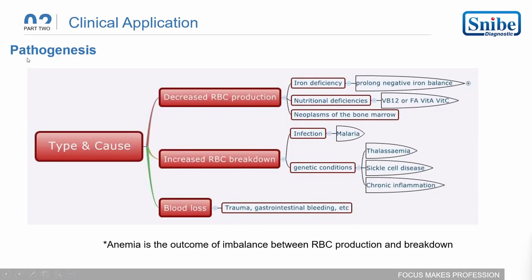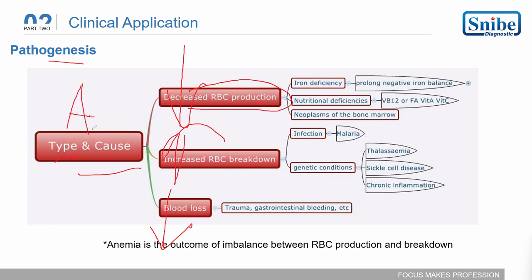We have discussed the pathogenesis in detail. In the pathogenesis, there are types: the RBC production is decreased, or the RBC breakdown is increased, or blood loss occurs. So these are the pathogenesis conditions in which anemia occurs.